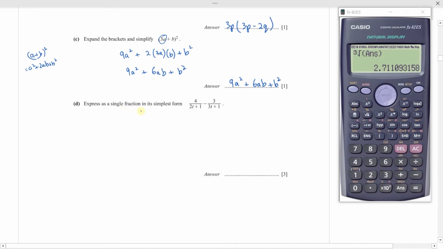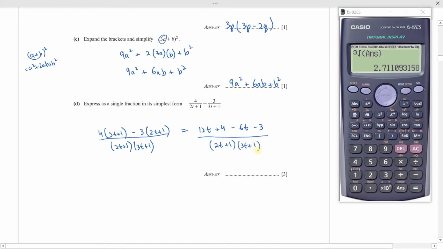Part D is express as a single fraction in its simplest form. So I will take the LCM here. Your LCM will be 2t plus 1 into 3t plus 1. And since 2t plus 1 is multiplied by this, I will multiply this 4 in the numerator with 3t plus 1, minus this 3 will be multiplied by this 2t plus 1. So minus 3 into 2t plus 1. Let's open these brackets. I will get 12t plus 4 minus 6t minus 3. And then I will leave the denominator as it is, 2t plus 1 into 3t plus 1.